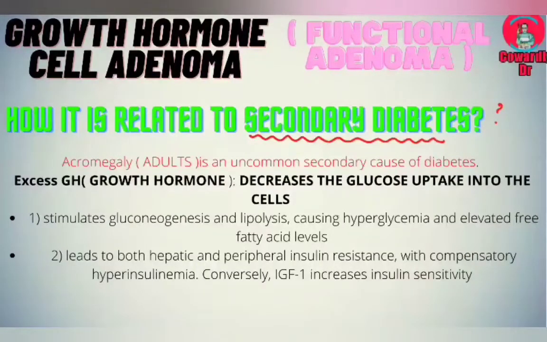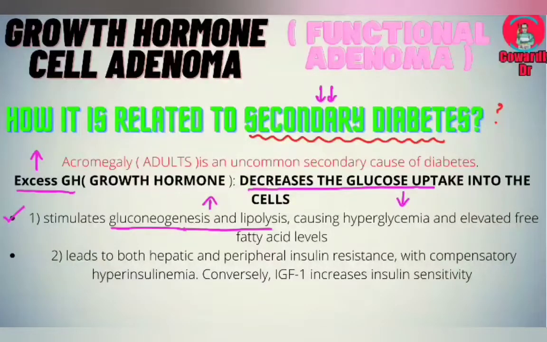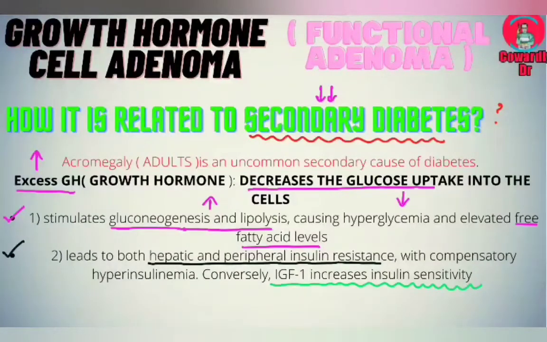Now we will discuss how the growth hormone cell adenoma is related to the secondary diabetes. The important point to remember is that the excess growth hormone will decrease the glucose uptake into the cell, causing secondary diabetes. Number 1, it will stimulate gluconeogenesis as well as lipolysis, which will cause hyperglycemia as well as elevated free fatty acid levels. Number 2, it leads to hepatic as well as peripheral insulin resistance. Conversely, insulin growth factor 1 increases the insulin sensitivity. So the growth hormone cell adenoma will lead to the secondary diabetes.